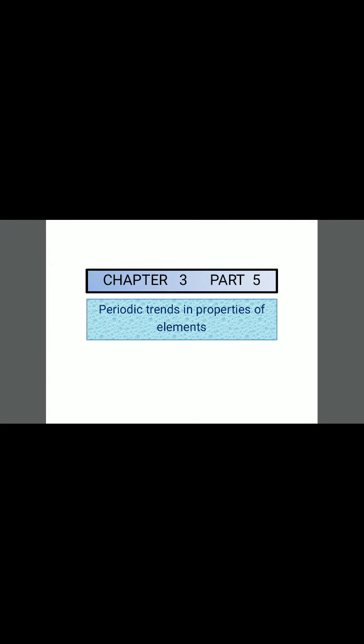Hello students, let us start with part 5 of chapter 3. Today we are going to study periodic trends in properties of elements. Start with the first property, ionization energy or ionization enthalpy. It is abbreviated as IE.